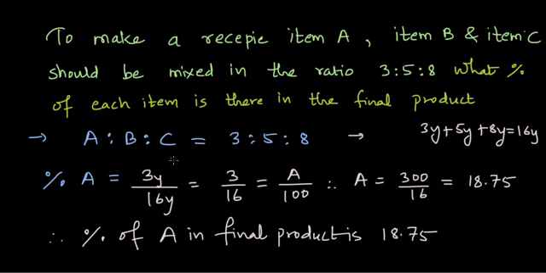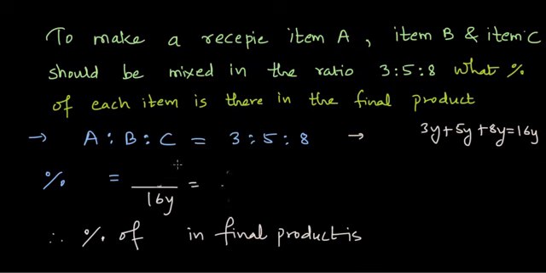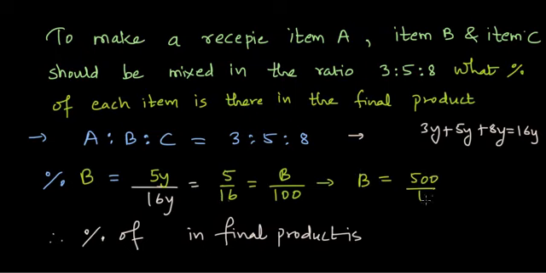Now similarly, we can find parts of B. Now parts of B are 5y, or basically 5/16. So now the percentage of B can be given by 5y/16y, which is 5/16. And then we just equate it to B by 100. And this gives me B is equal to 500 divided by 16. And that gives me 31.25. And therefore the percentage of B in the final product is 31.25.